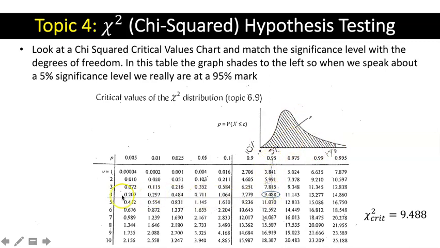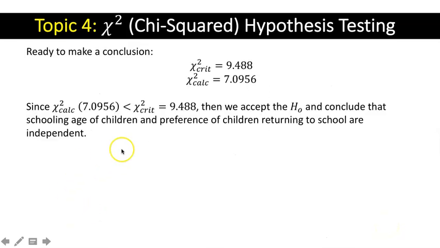We're going to match it to our 4 degrees of freedom. And so our chi-square critical value is 9.488. So 9.488 is going to be our critical value. Okay, so now we are ready to make a conclusion.